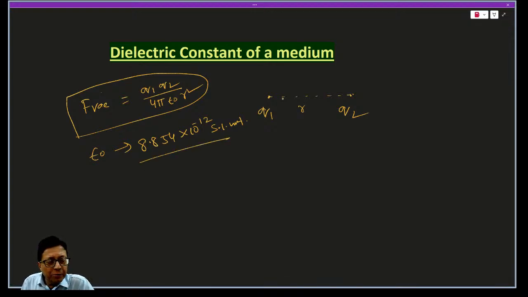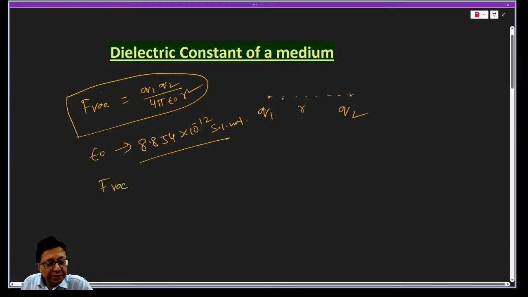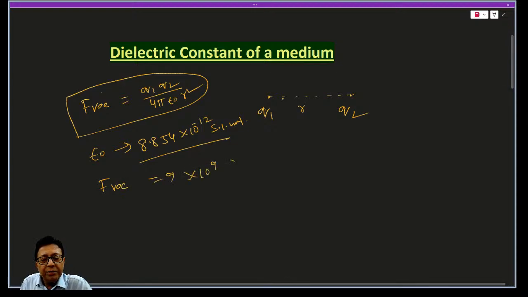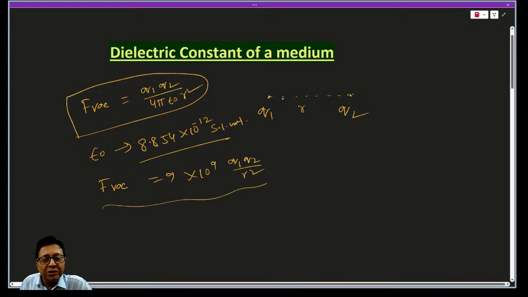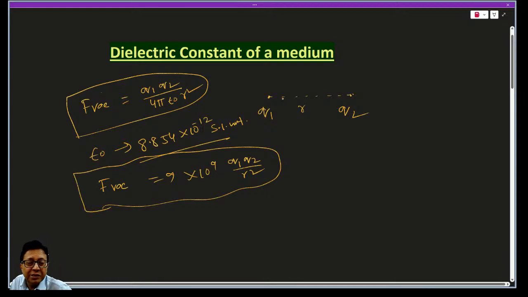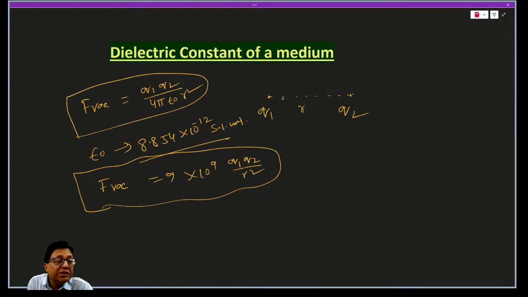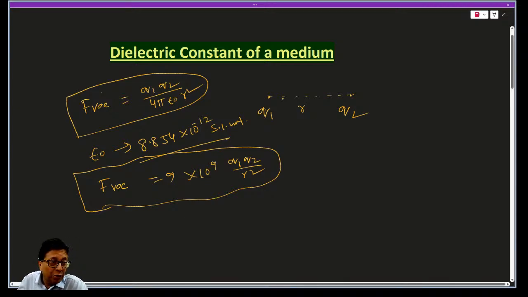And the scalar form you must have seen: F vacuum equals 9 into 10 to the power 9 Q1 Q2 by R square. The question is, why is modification of this formula required? Very simple. Because this is in vacuum. Medium may not be vacuum always.